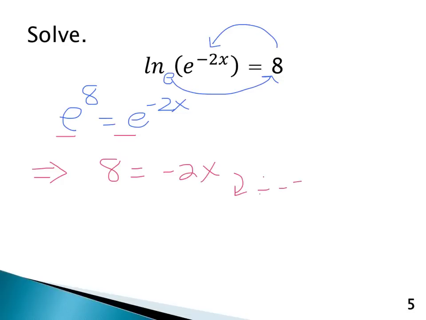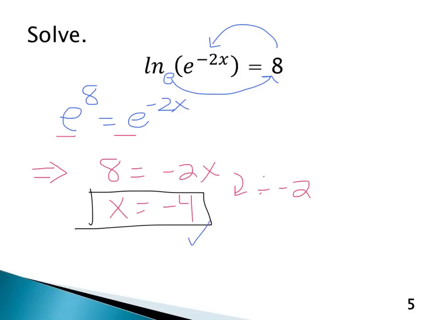Divide both sides by negative 2, and when you do that, you get 8 divided by negative 2 is negative 4. Let's go ahead and do a quick check of that x equals negative 4. Here, we're going to put a negative 4. Negative 4 times negative 2 is 8, so e to the 8. Check the conversion, e to the 8 equals e to the 8, and we like that, so our check is complete.